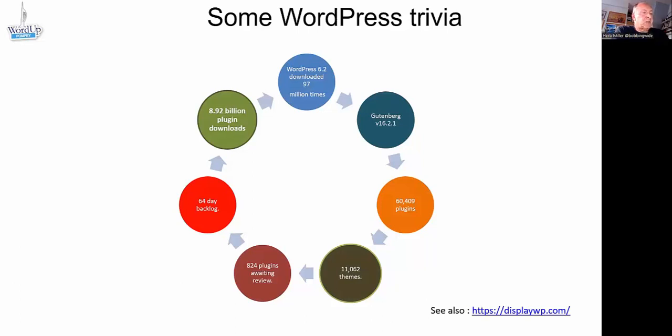And I've just tried to submit my plugin to WordPress.org and was told there's 824 plugins which are awaiting review, and that's going to take 64 days before it gets looked at for the first review. So if you want my plugin that does ACF fields, you're going to have to either wait 64 days, download it from my website, or get it from GitHub. That shows how many plugins have been submitted, doesn't it?